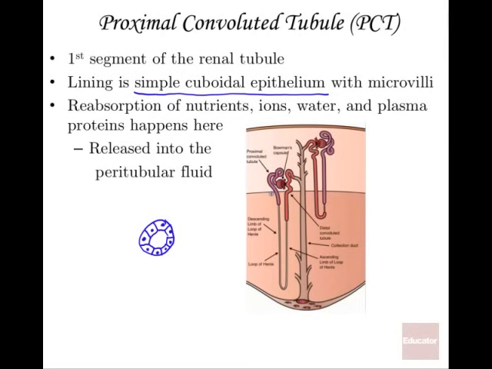But at this point, as you go through this tube, you can actually suck out, because of osmosis and diffusion, some of the nutrients, ions, water, and plasma proteins that happen to come in there that you want to hang on to. So as you go through the PCT, you're going to have the release of these items into the peritubular fluid that is around here.